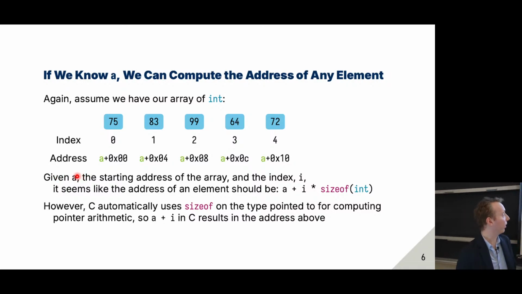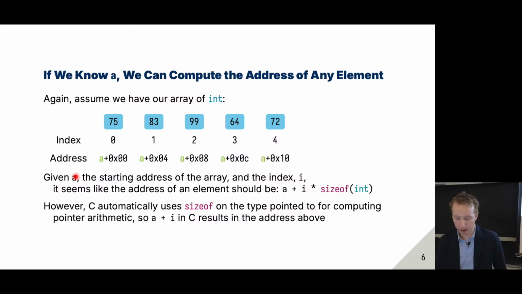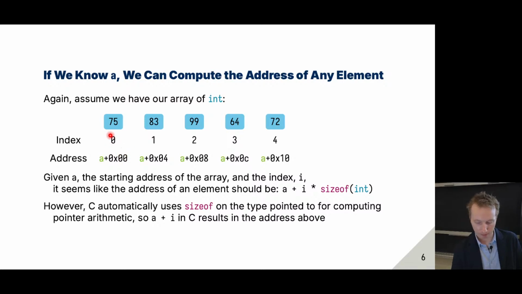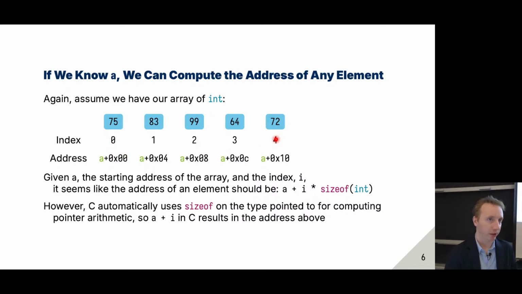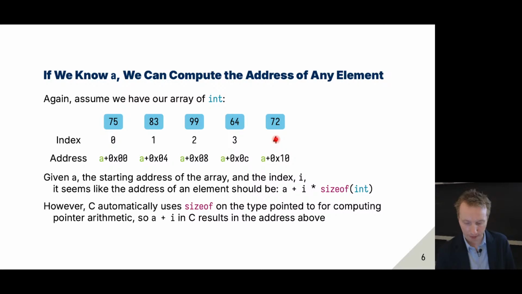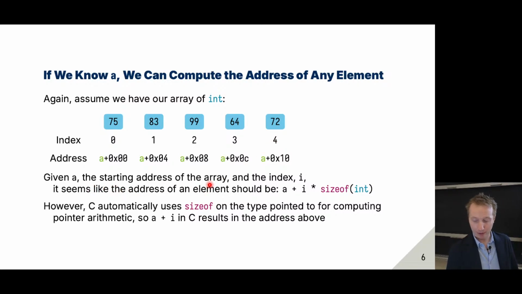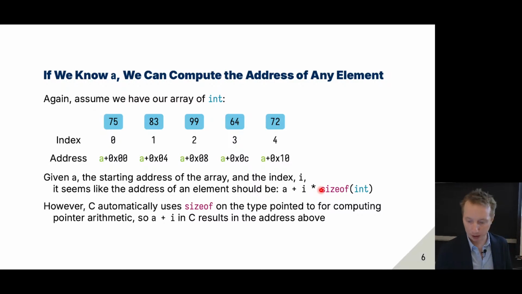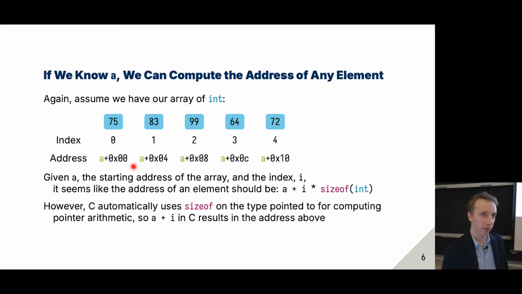So given the starting address of the array and some index I, typically we just use I as a short form for index. It seems like the address of the element should just be A, so the starting address, plus the current index times the size of an int. So in this case, size of an int is 4. If we had an array of doubles, then doubles take up 8 bytes. So the addresses would be a bit further spaced apart because doubles are bigger.